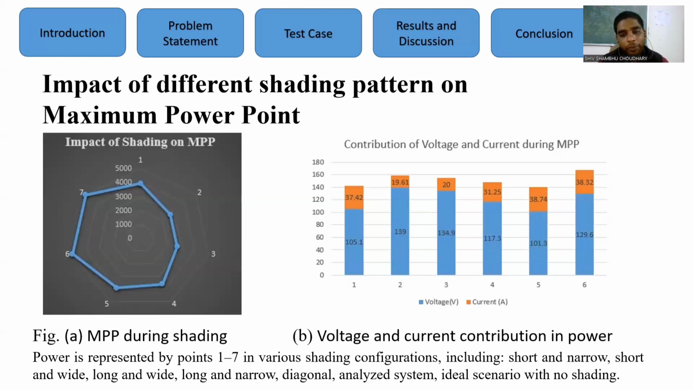In the type 2 and type 3 shading patterns, we can see the voltage level has increased from the ideal scenario with no shading impact and the current contribution decreases, which leads to a reduction in power of the system. Under long and narrow shading, represented by type 4, we can see the voltage has reduced slightly and the current has also reduced slightly to give the required maximum power at the output.